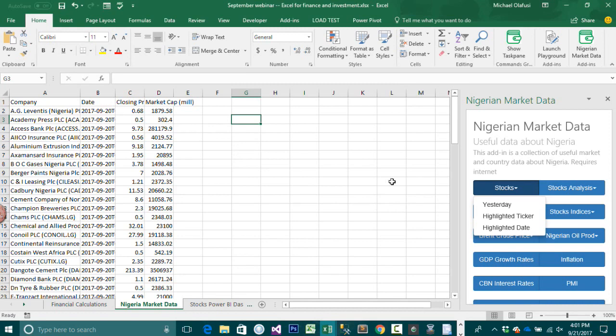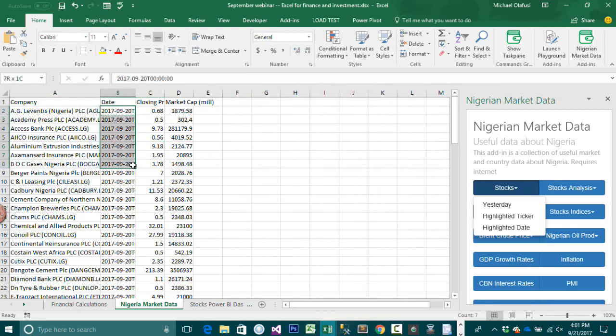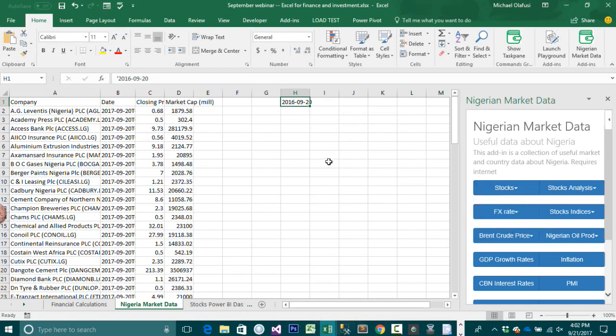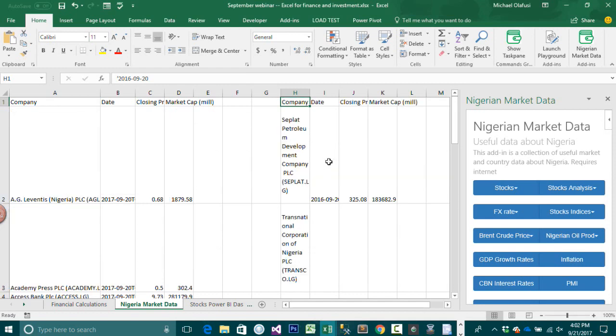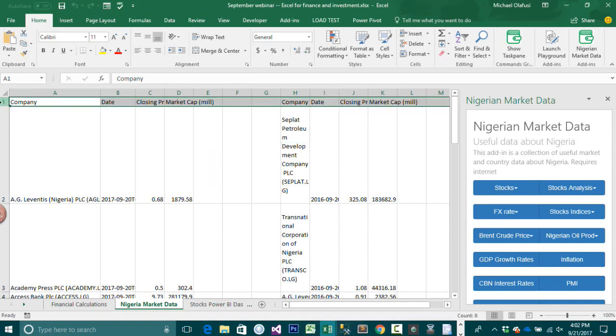Okay, so this is today's stock price, not today, yesterday. What if I wanted to see for a particular date? So I wanted to see for this same date last year, to check which companies have gone up and which ones have declined. I type in the date and say highlighted date, and it's going to go and pull out the stocks for that particular date. So you see it's gone in there and pulled out the stocks for that particular date.